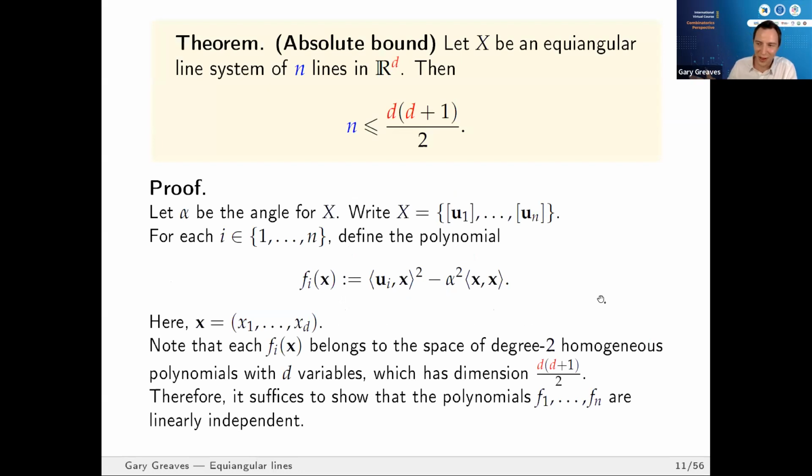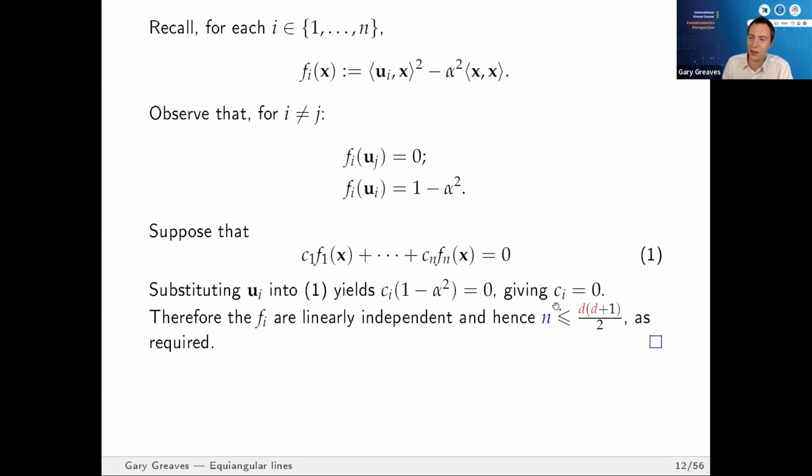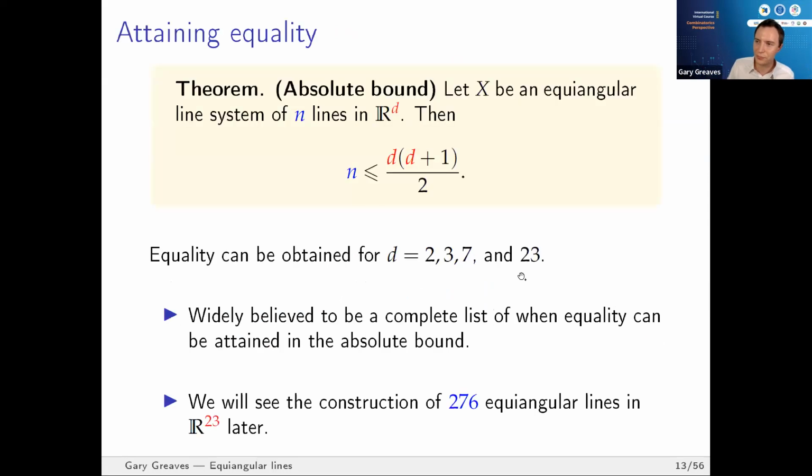So yeah, I hope you enjoyed that, or are interested to look into it further. And this polynomial method can be generalized and used for similar problems. Okay, so we've just proved the absolute bound, and that says the best number of lines you can get in dimension d is d times d plus 1 over 2.